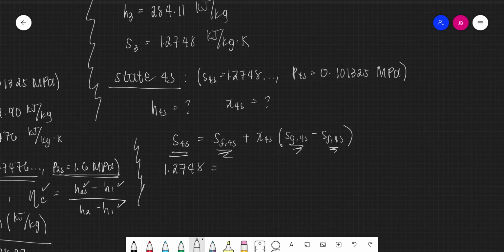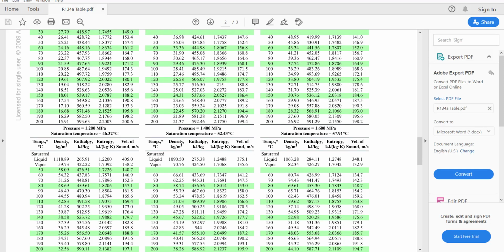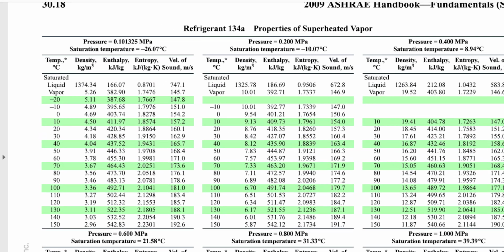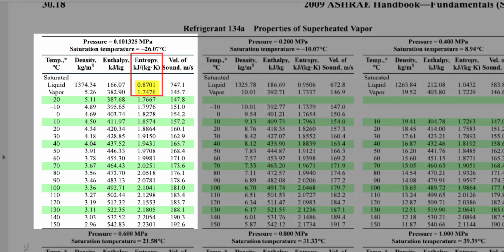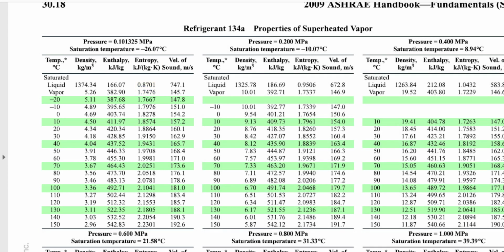So, gamitin natin ang ating refrigerant table. We have at pressure that is equal to 0.101325. At makikita natin dito na ang liquid entropy ay 0.8701 samantala ang vapor entropy ay 1.7476. So, let us just input these values in our equation.